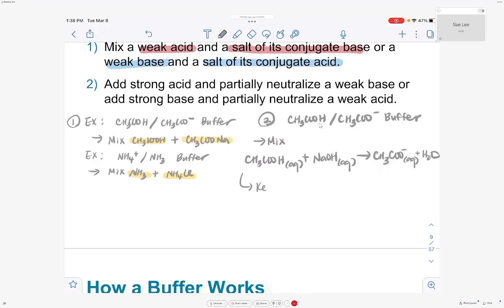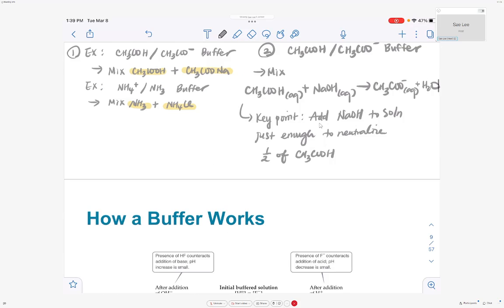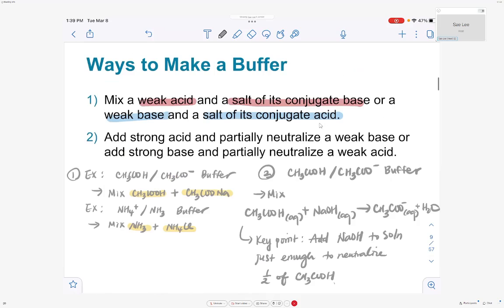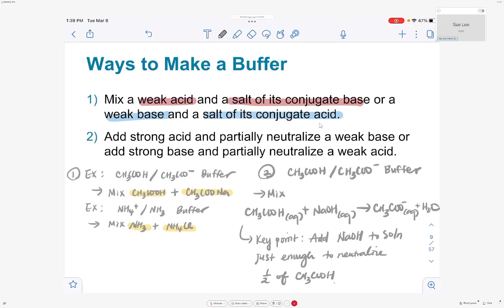Key point: add sodium hydroxide to the solution just enough to neutralize about half of the acetic acid, because you still want to have acetic acid in the buffer solution. Okay, so here are two ways to make a buffer solution.